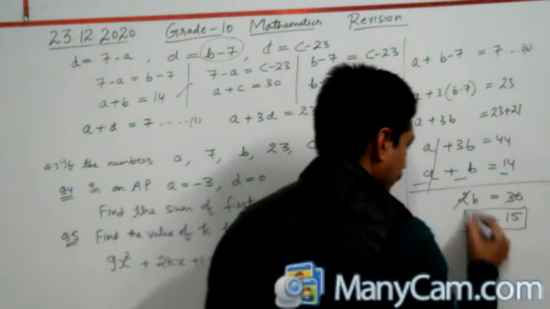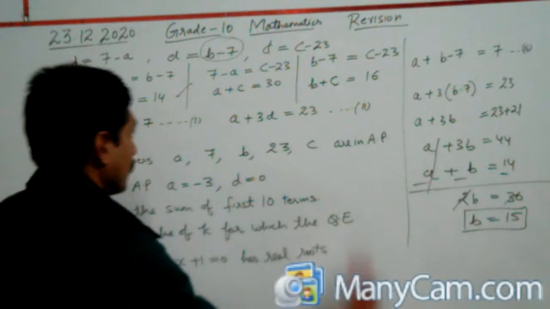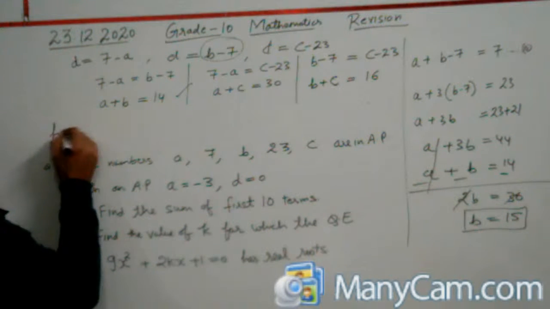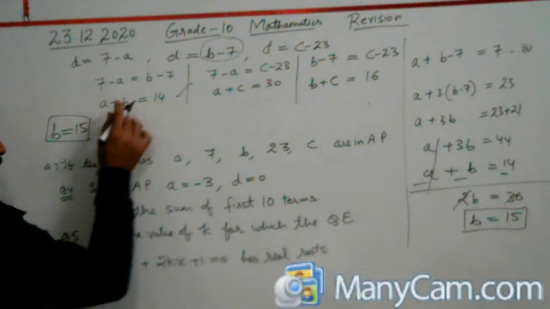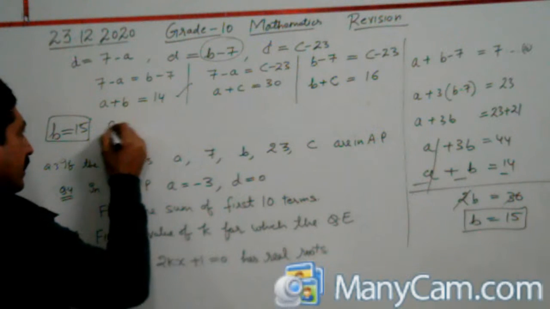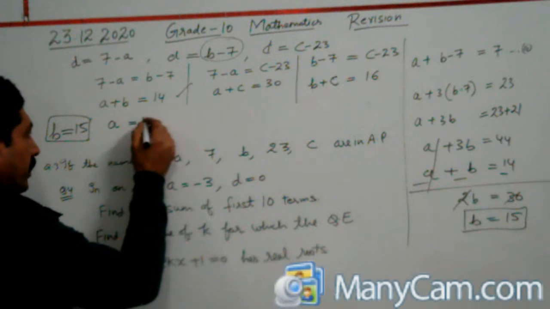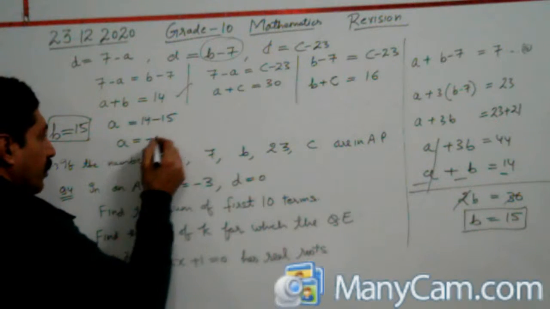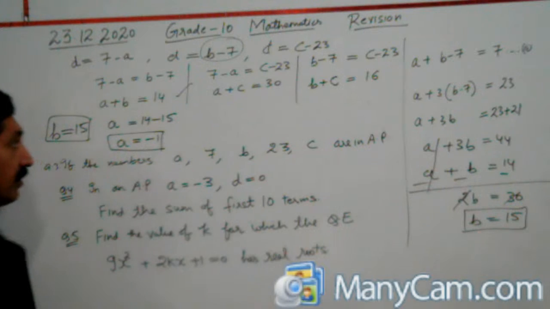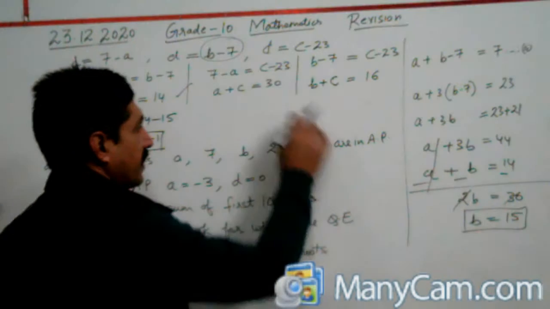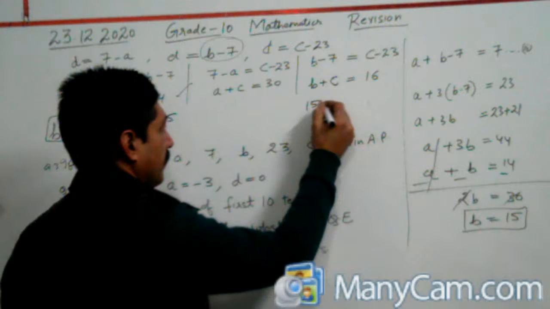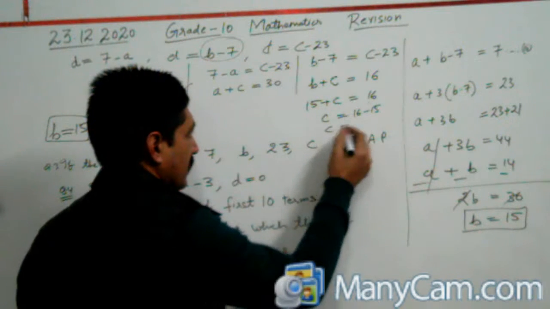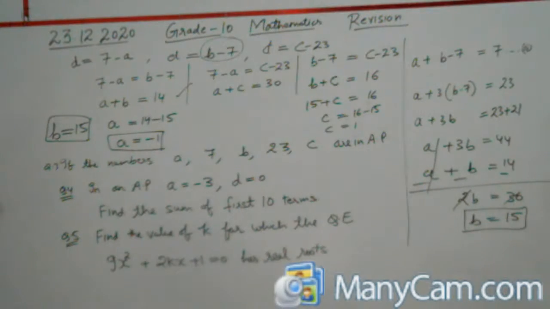What is the value of b? The value of b here is 15. So what we have got? The value of b is 15. B is equal to 15. If b is 15, then what is a? A is equal to 14 minus 15. So a is equal to minus 1. And the value of c, b is 15. 15 plus c is equal to 16. So c is equal to 16 minus 15, c is equal to 1.